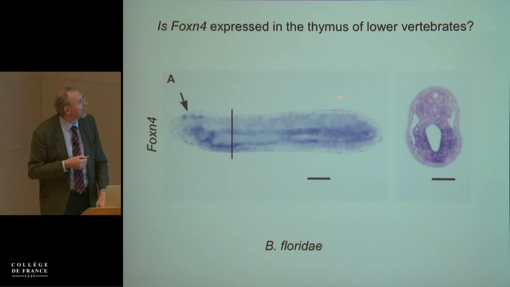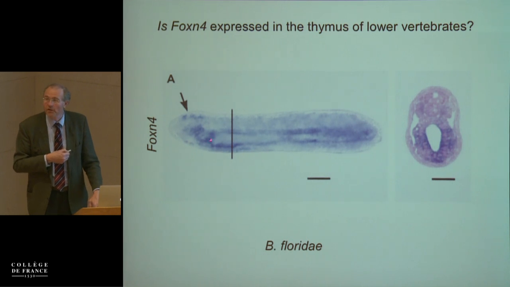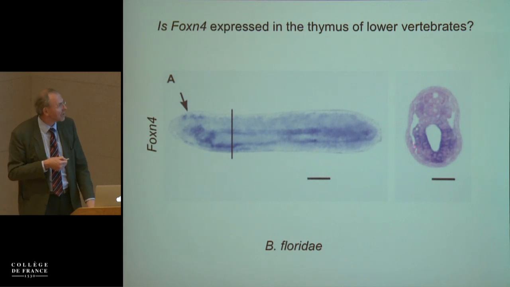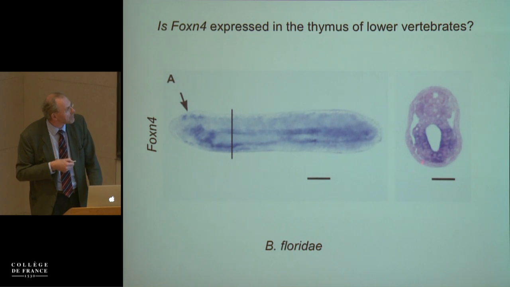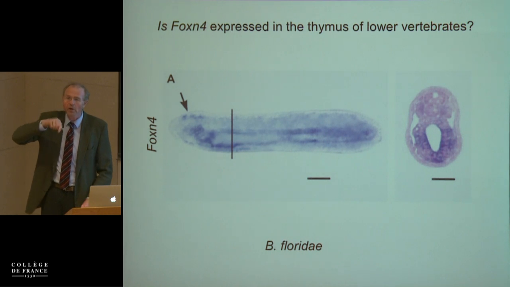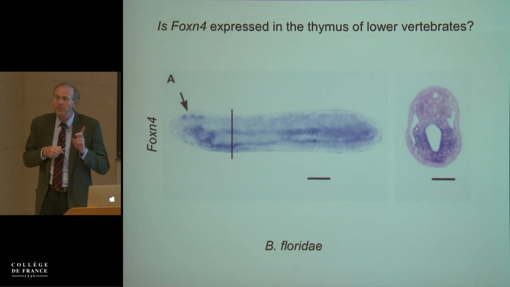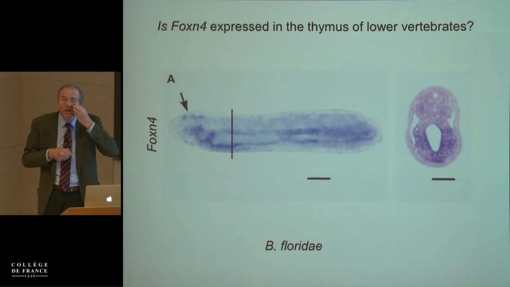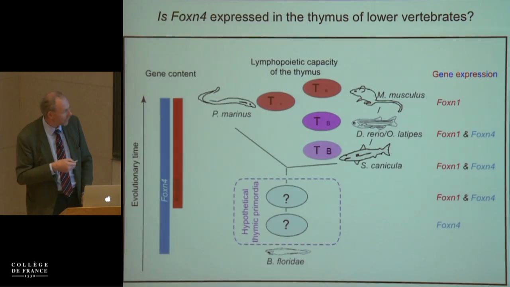Then when we looked at expression of FOXN4, at a stage where there is no FOXN1, so before the duplication, we found, and then of course the spirit was a bit higher, that the expression of this gene, amongst many other places, is also in the pharyngeal endoderm. And the pharyngeal endoderm is the origin of the thymic epithelium in all jaw vertebrates. And we thought, aha, perhaps there is an expression of FOXN1 and FOXN4 in these lower vertebrates also in the thymic epithelium, and perhaps that could compensate for the loss of FOXN1.